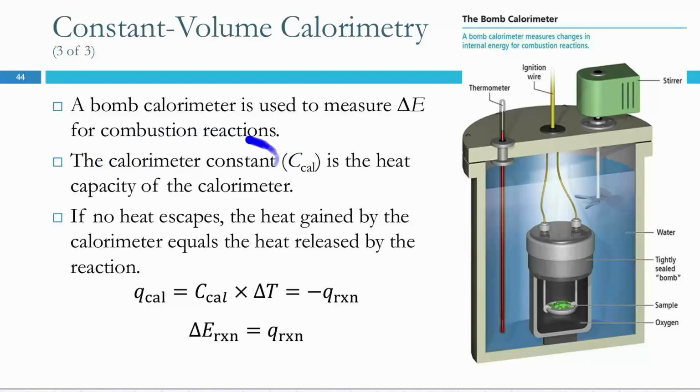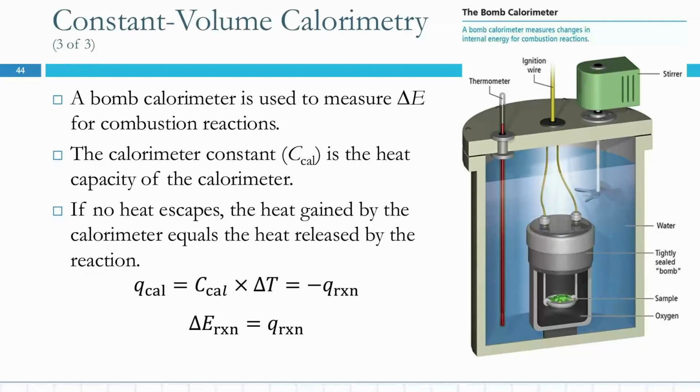And there's a calorimeter constant for a bomb calorimeter. We are going to calculate a calorimeter constant for our calorimeters. Our calorimeters are just going to be styrofoam cups. The calorimeter constant is the heat capacity of the calorimeter. It's usually calculated just for that calorimeter. And so this uses heat capacity, not specific heat capacity. It's just for that one calorimeter. So if no heat escapes, the heat gained by the calorimeter equals the heat released by the reaction.